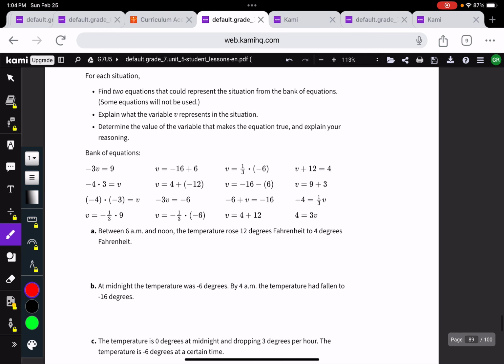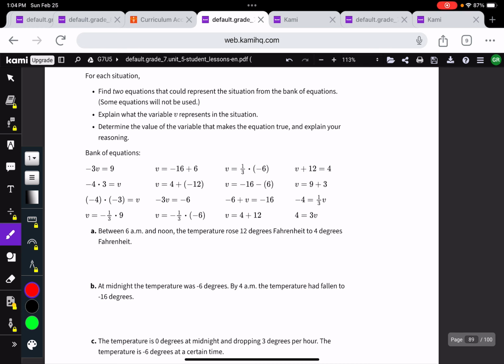It says for each situation, find 2 equations that could represent the situation from the bank of equations. Some aren't used. Explain what the variable v represents in this situation. And then it says determine the value of the variable that makes the equation true and explain your reasoning. So let's look at the first one.